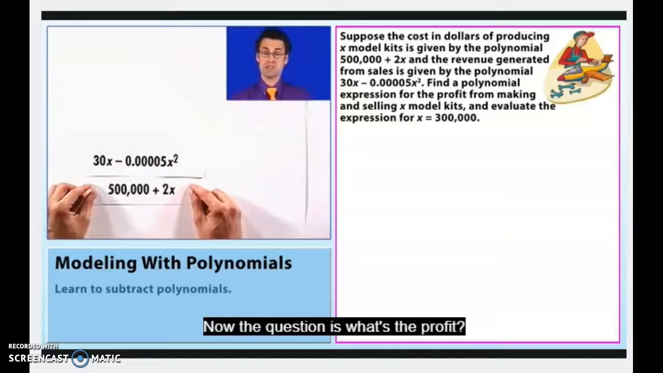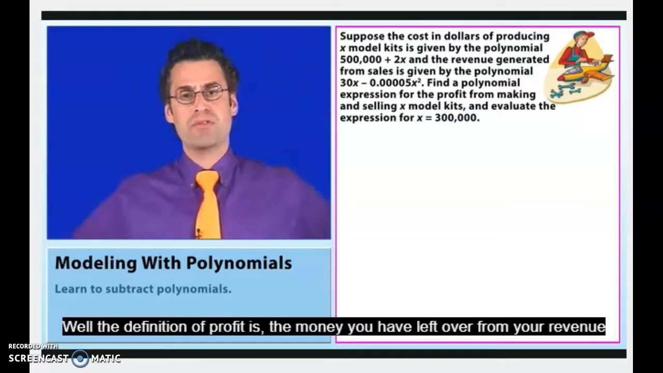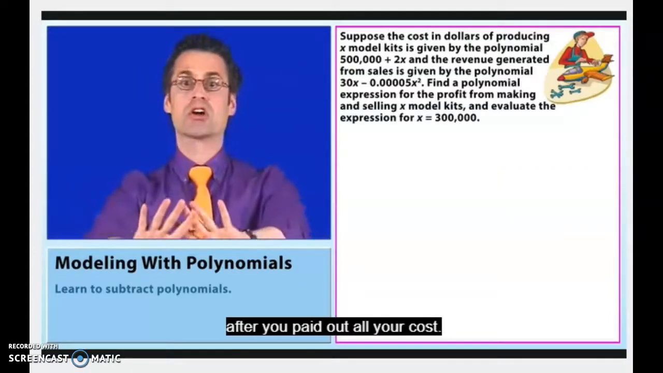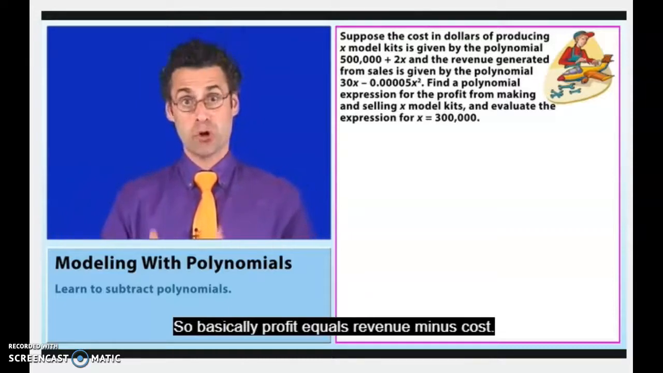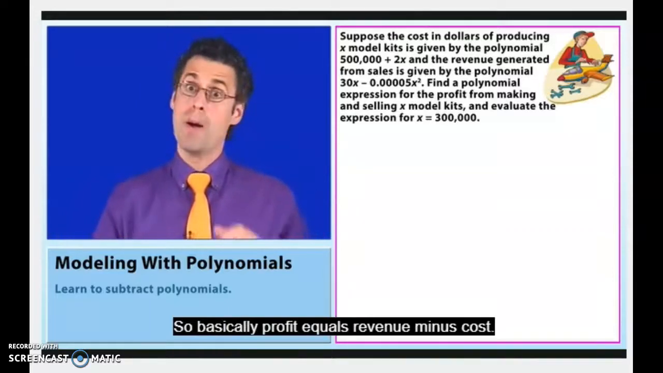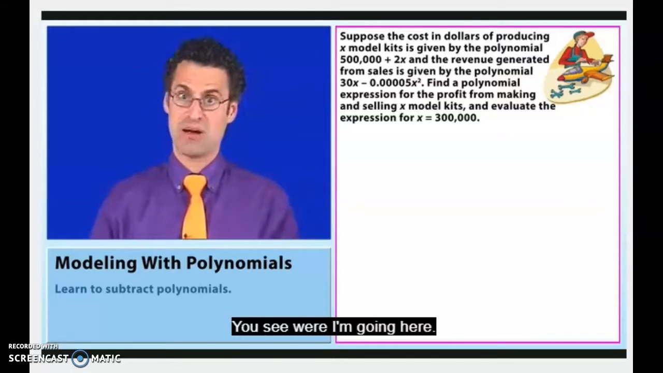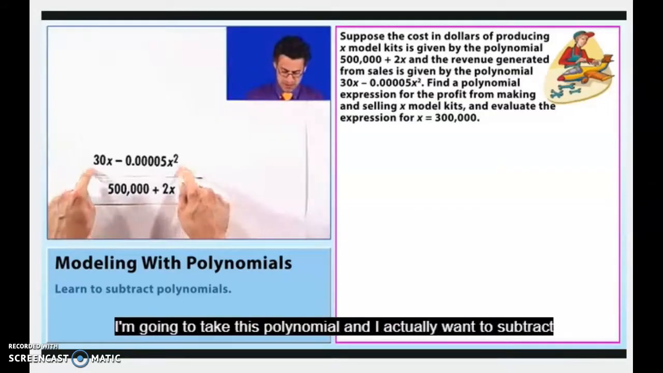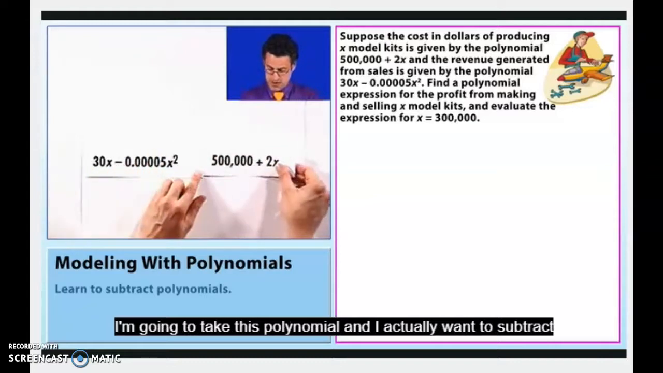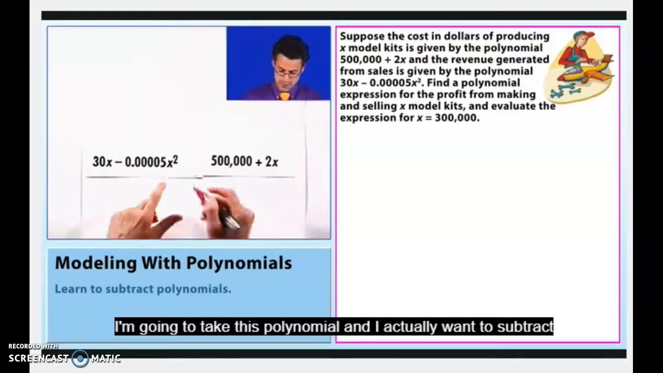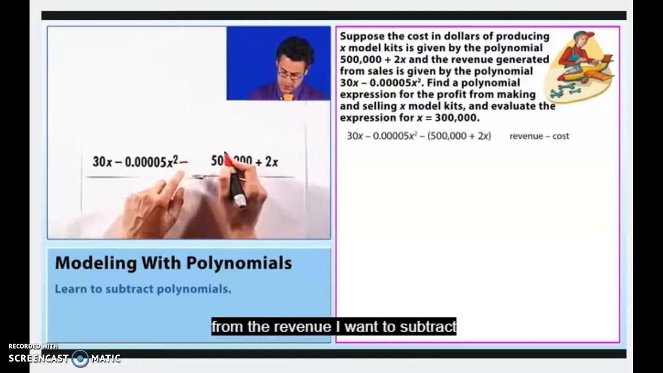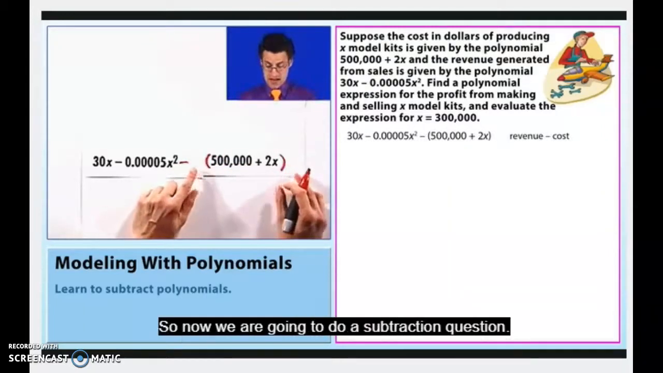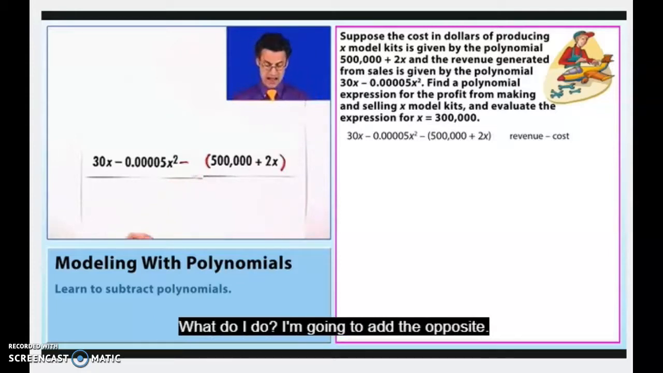Now the question is, what's the profit? Well, the definition of profit is the money you have left over from your revenue after you paid out all your cost. So basically, profit equals revenue minus cost. You see where I'm going here? This sounds like a subtraction question. It sure is. I'm going to take the revenue polynomial, and I want to subtract the cost. So now we're going to do a subtraction question. What do I do? I'm going to add the opposite.